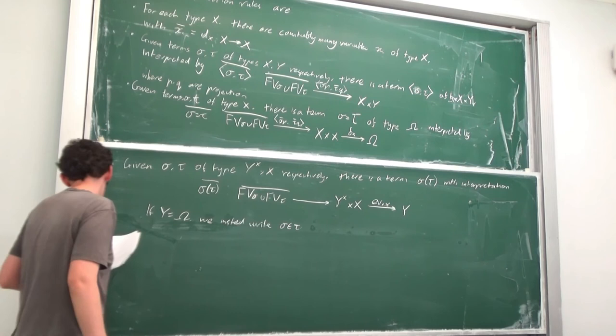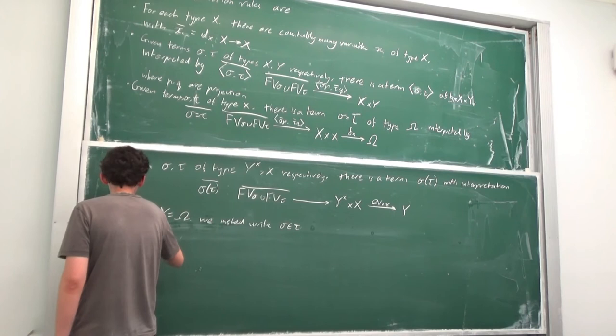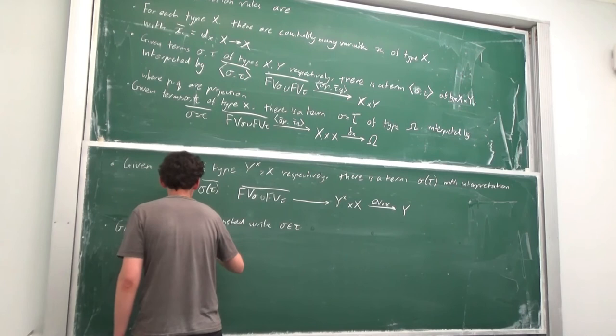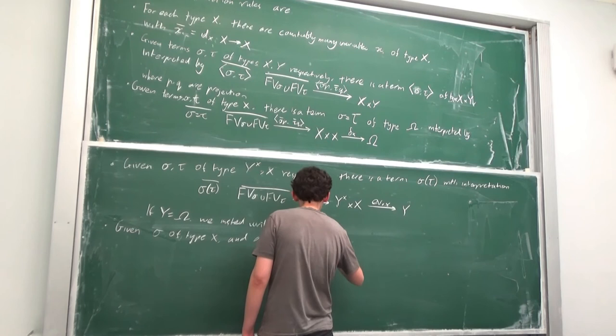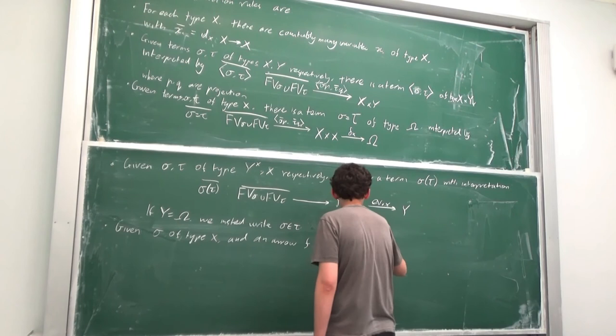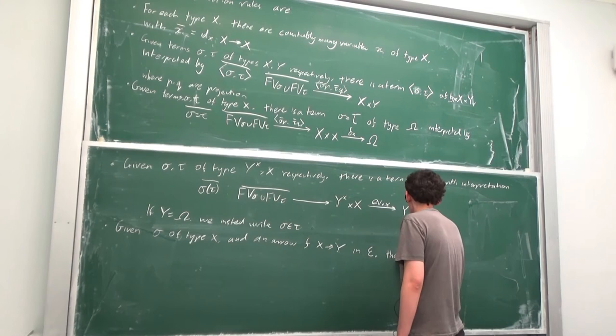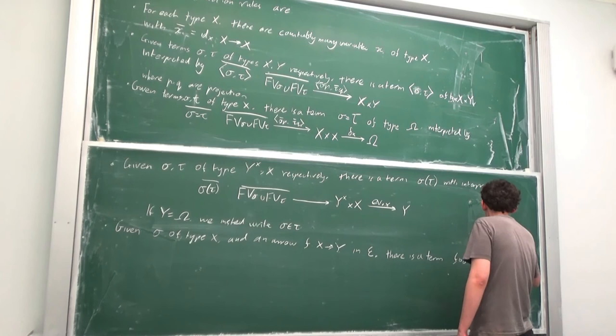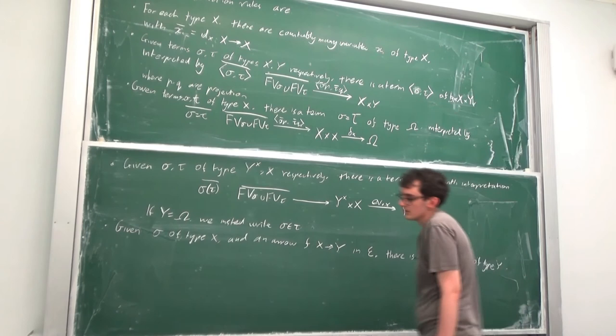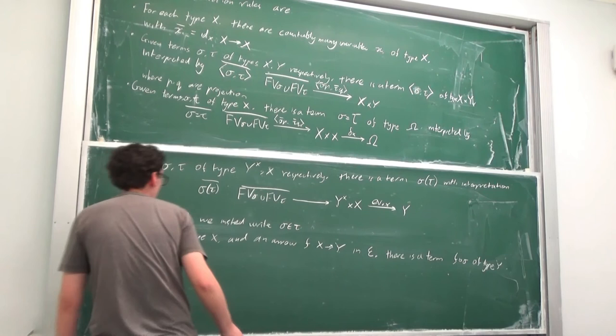And there's composition. So this one's a bit weird. So given sigma of type x and an arrow f, which goes from x to y, in E, there is a term f composed sigma of type y. And it's interpreted as the obvious composite.